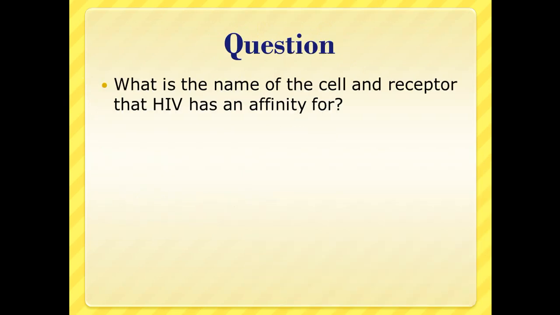So kind of a question for you, and you don't have to write it down: what's the name of the cell and the receptor that HIV has an affinity for? So what was the name of the receptor? And I'm not looking for the GP120. The GP120 is a structure that detects the receptor, and the receptor was a CD4. The name of the cell that holds the CD4 receptor was B or T cells. It's T cells. Was it cytotoxic, a regulatory, or a helper cell? It was the helpers. So it attacks the T helper cells.